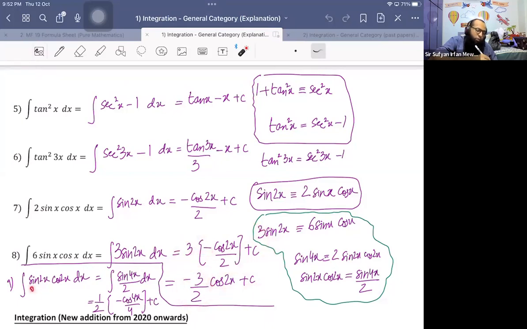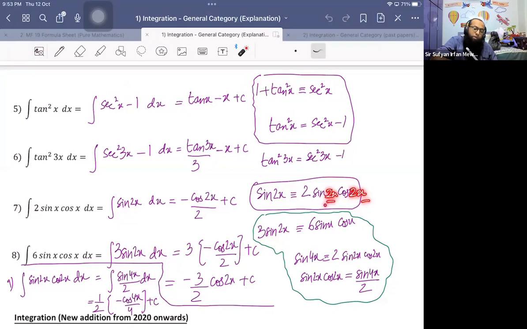Then if it's sine 2x cos 2x, now the coefficient is not being changed, but the angle is being changed. Doesn't matter. We are seeing that sine and cos are seen as a product. No matter what the angle is, we are going to use the double angle formula of sine. So sine 2x was 2 sin x cos x. Now we are seeing sine 2x and cos 2x, so the angles are being doubled.